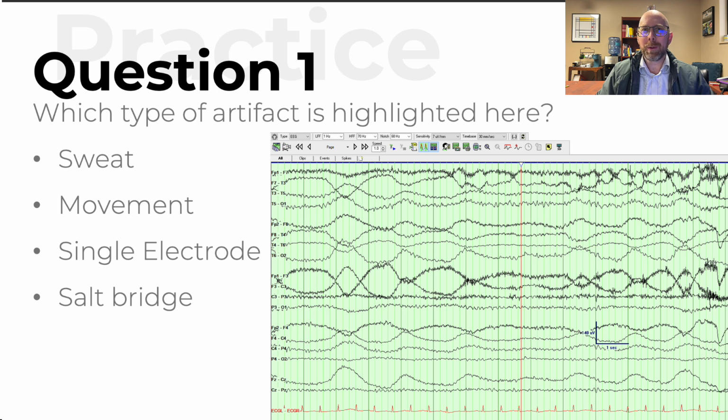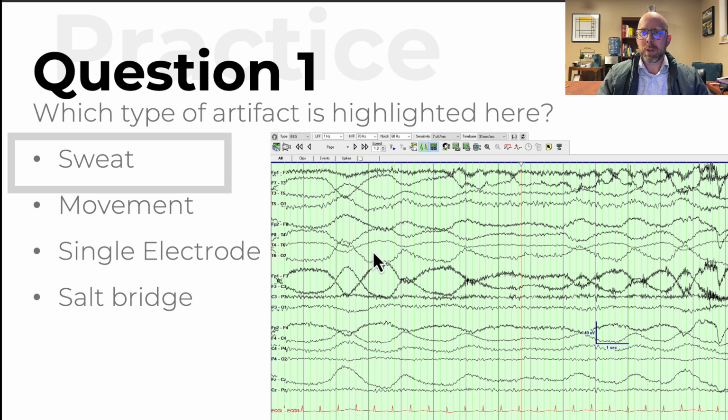Okay, it's quiz time. Let's check what you guys have learned. All right, question 1. What type of artifact is highlighted here in this slide? If you said sweat artifact, you'd be correct. Notice all these high amplitude, chaotic waveforms, which, as we discussed earlier, is very characteristic of sweat artifact. Sometimes you have to re-record these studies, have the technologist dry the patient's head, and try again, if it's out of hand.